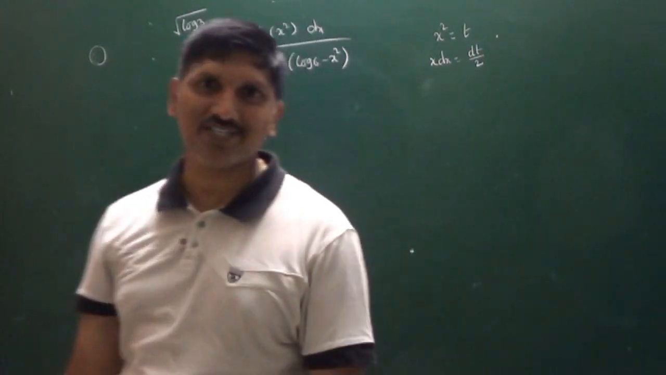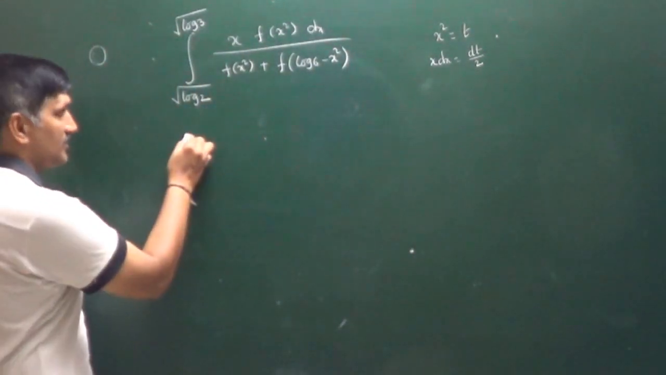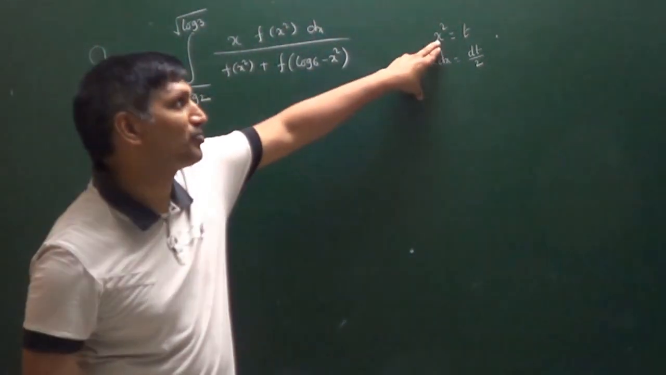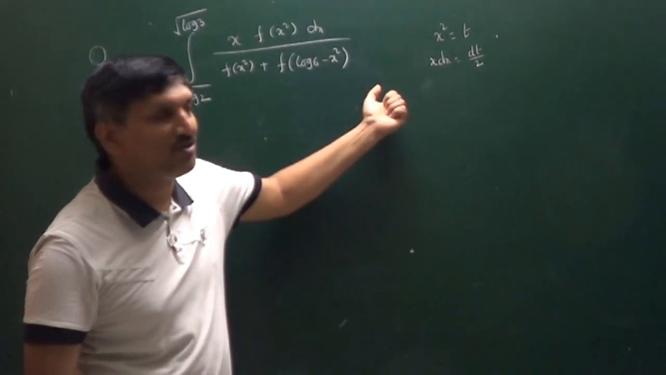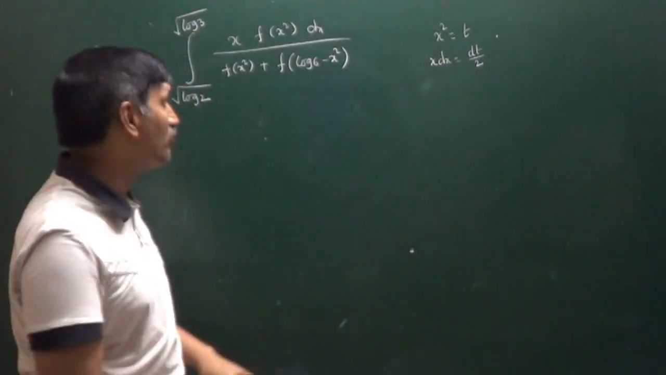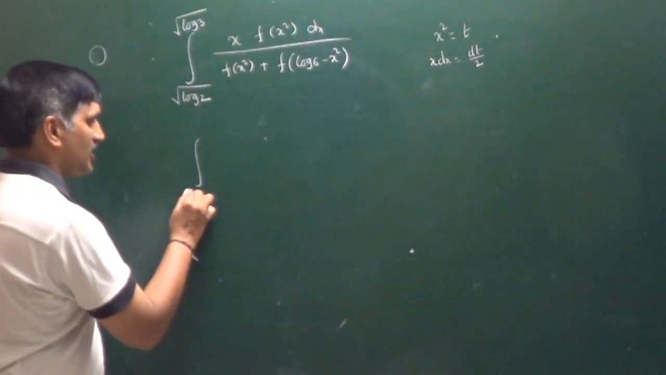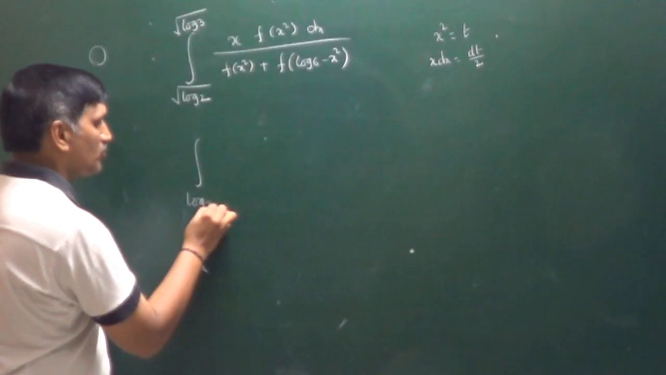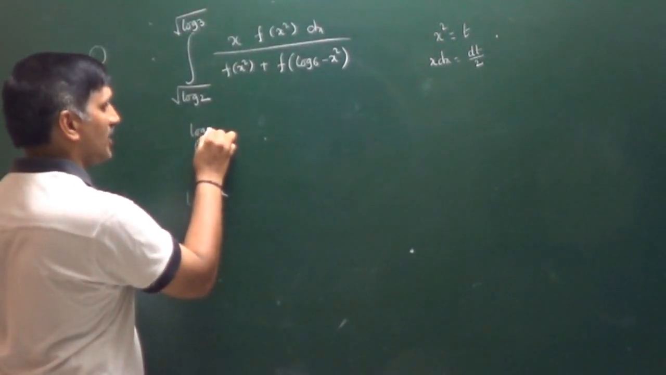Then how does the question change? Whenever x is equal to root log 2, t becomes log 2. Whenever x is equal to root log 3, t becomes log 3. So how do the limits change? The limits change to log 2 to log 3.